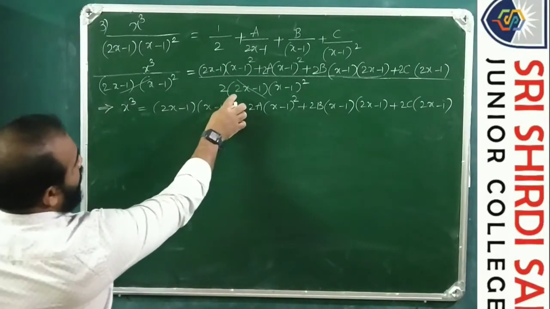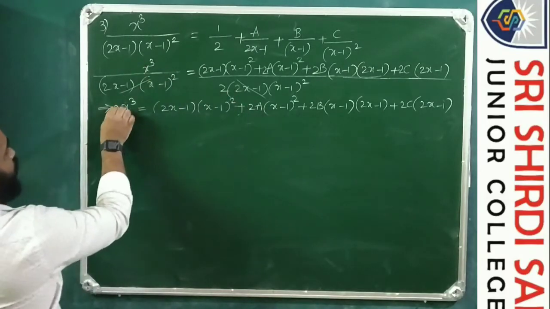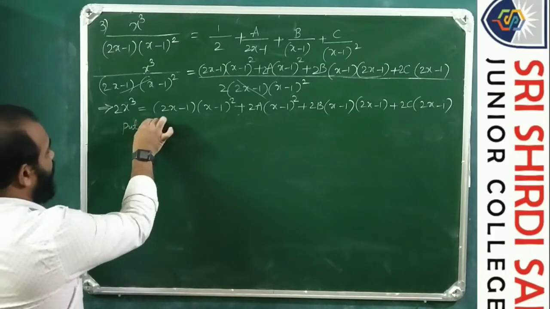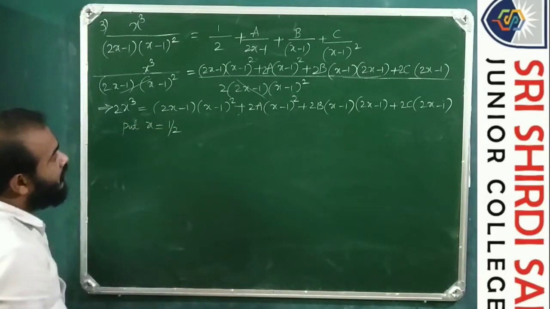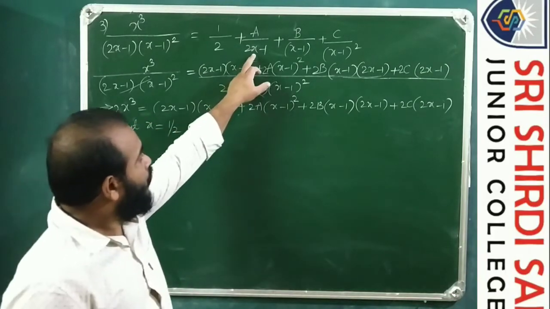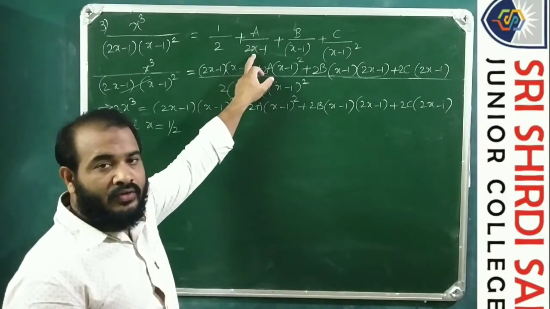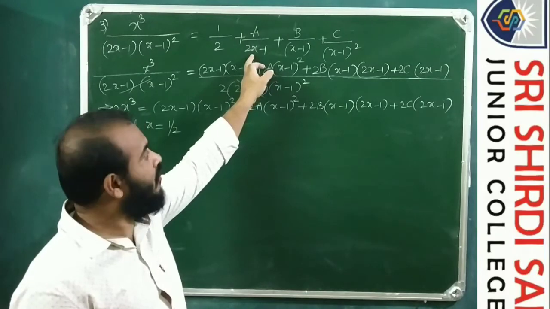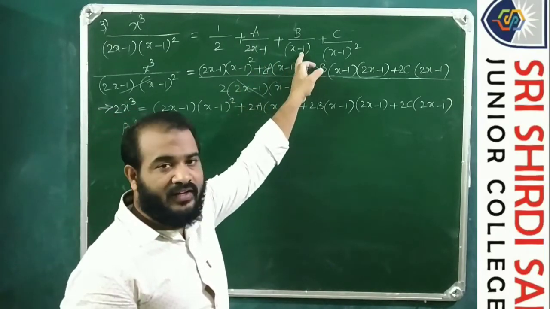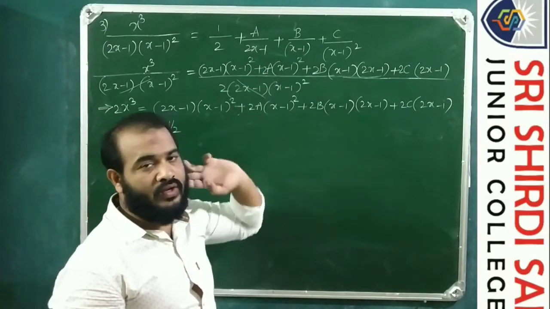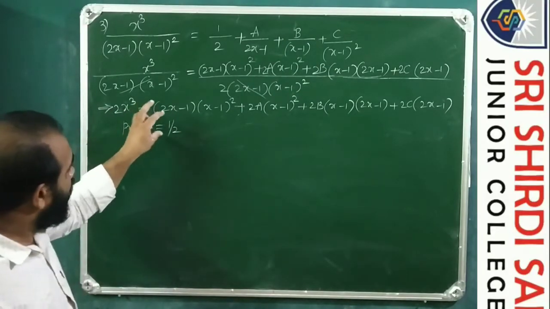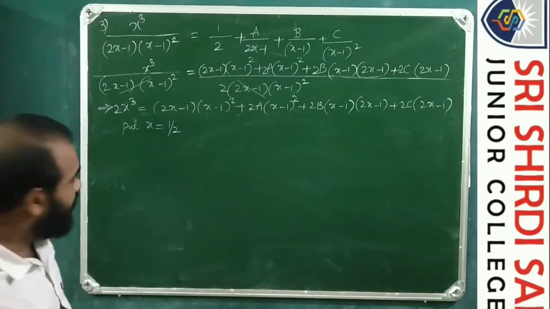Here 2 into x cube, so 2x cube here. Now put x is equals to half, because 2x minus 1 is the factor, equate to 0, 2x equals to 1, x equals to half, and x minus 1 is the factor, equal to 0, x equals to 1. So x equals to 1 by 2 and x equals to 1 are going to be substituted for the value of x.